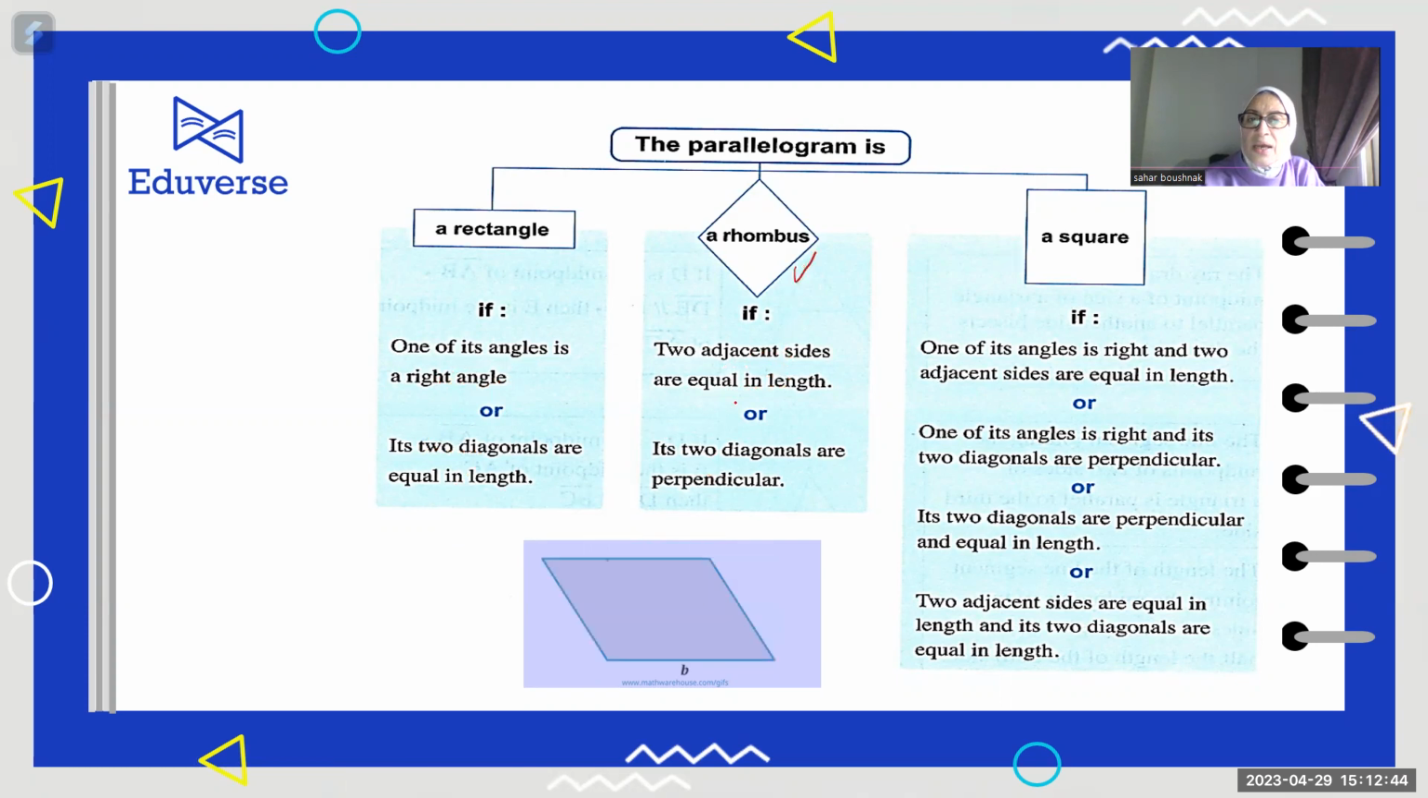This is the rhombus. And rhombus also is a parallelogram with two diagonals perpendicular. Square can be a parallelogram with one right angle and two adjacent sides equal in length. And also it can be a parallelogram with one right angle and perpendicular diagonals. And also it can be a parallelogram with two diagonals perpendicular and equal. And also it can be a parallelogram with two adjacent sides equal in length and also the diagonals equal in length.